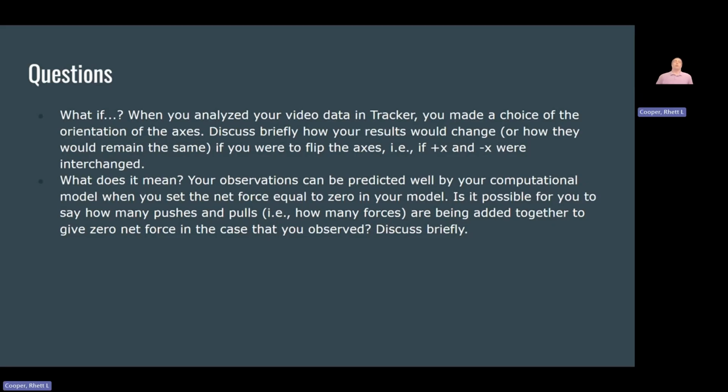And as for our observations being predicted by our computational model, and how we could tell how many pushes or pulls were being added together to give a zero net force in our actual car, we didn't actually have a constant velocity car, so we just pushed it. And so the friction over time did reduce the velocity, so there was not a net zero force. But if there was a constant velocity car, it would be pretty simple to say the friction and air resistance versus the force of the engine motor of the car. So that would be the way we would answer those two questions.